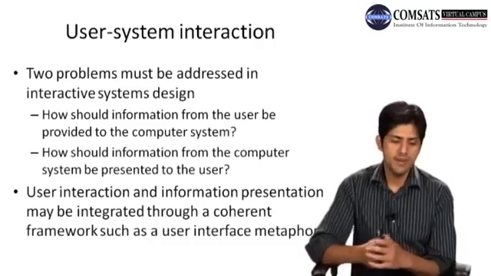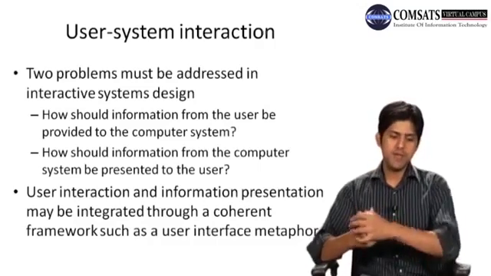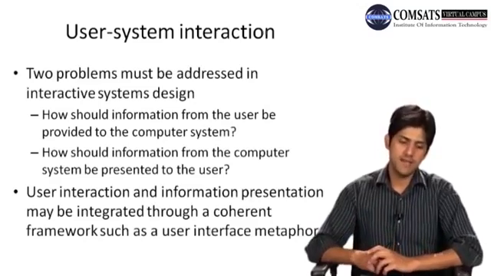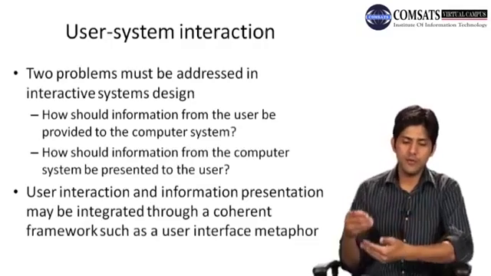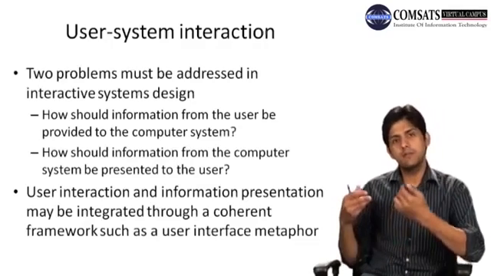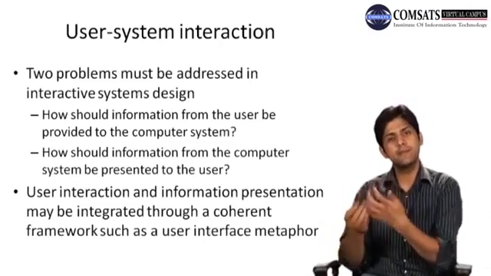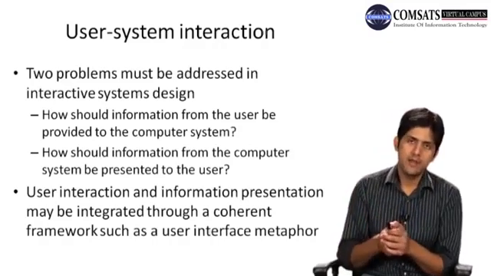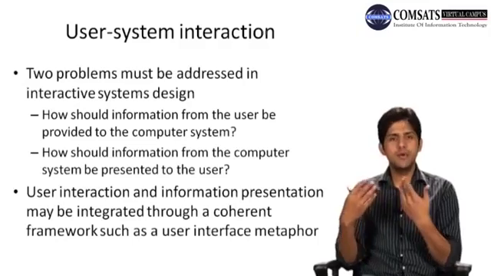What do we mean by user system interactions? Two problems must be addressed in interactive system design. And what are these problems? Number one is, how should information from the user be provided to the computer system? For example, I will give some commands to my application. How will the application accept those commands? And how should information from the computer system be presented to the user. There are only these two things.